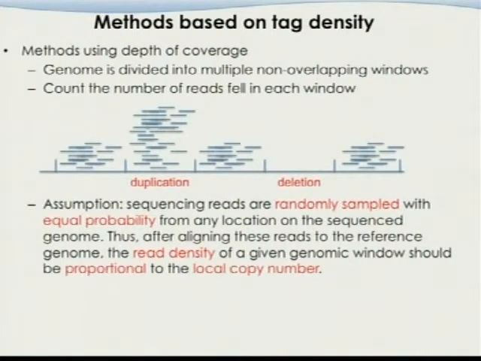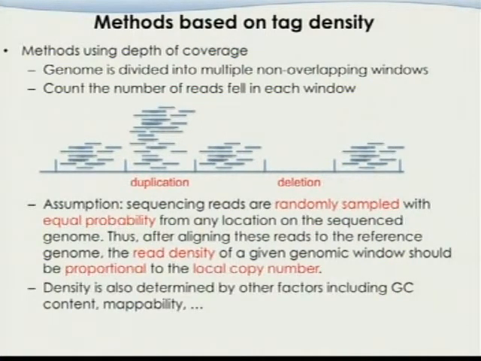The assumption here is that sequencing reads are randomly sampled with equal probability from any location on the sequenced genome. Thus, after aligning these reads to the reference genome, the read density of a given genome window should be proportional to the local copy number. So there are duplications and deletions. And the density is also determined by other factors, including GC content, mappability, and things like that, right? So we know that. We just need to figure out a way to deal with it.